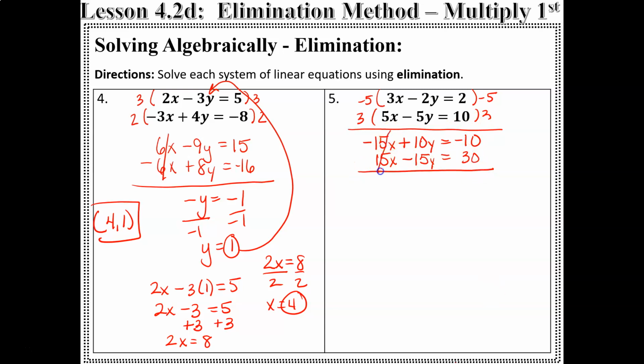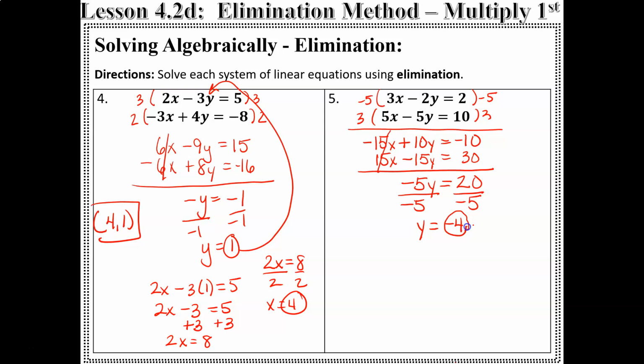So we can cancel out our 15x's. Positive 10y and negative 15y give us negative 5y. Negative 10 and positive 30 gives us positive 20. You divide each side by negative 5. So y is negative 4.